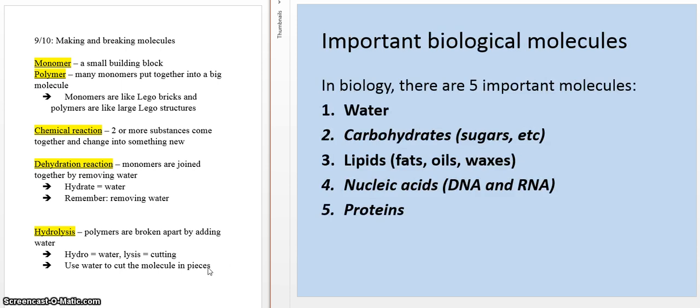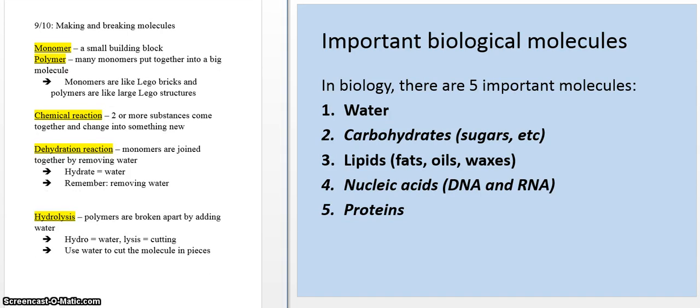Now in biology, we have some specific molecules or polymers that are really important to know. We're going to keep coming back to them as we talk about cells in biology A and in biology B. They're not going to go away anytime soon. Because remember, chemistry is important in biology. You can't talk about living things if you don't talk about chemistry.